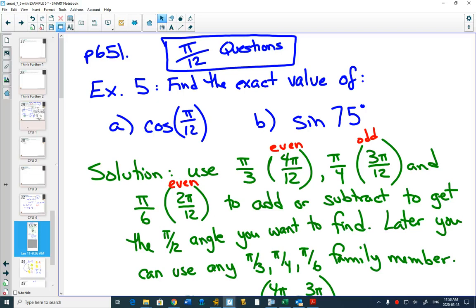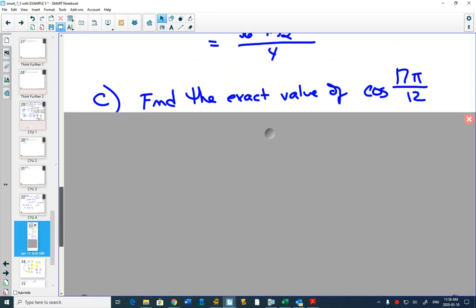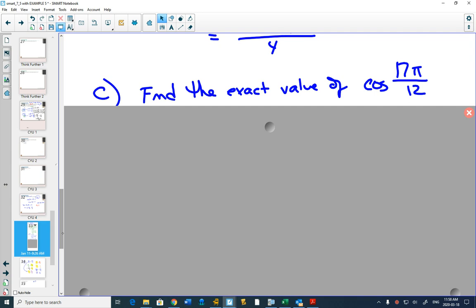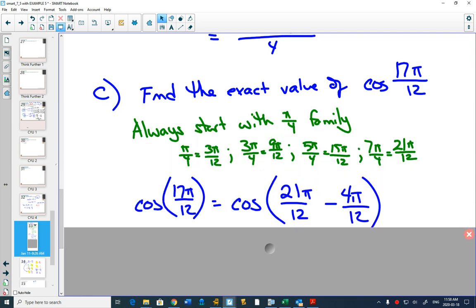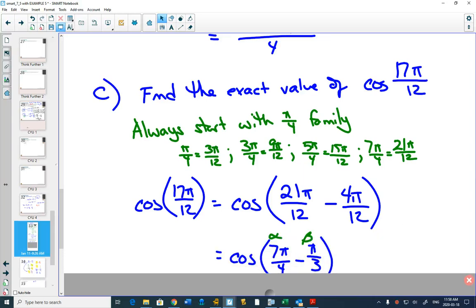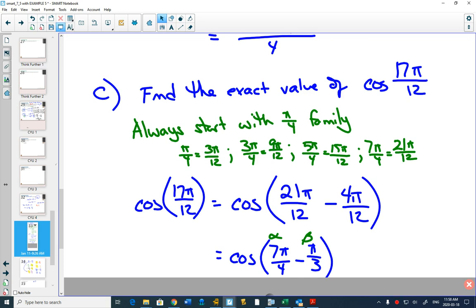So when we get to our question here, cos of 17 pi over 12, any one of those would work. You can start with any pi over 4 family. I chose the 21 pi over 12 minus 4 pi over 12. I actually like to add more than I like to subtract usually, but so I choose a random pi over 4 that's close to 17. Then write them in lowest terms. Happens to be 7 pi over 4 minus pi over 3.